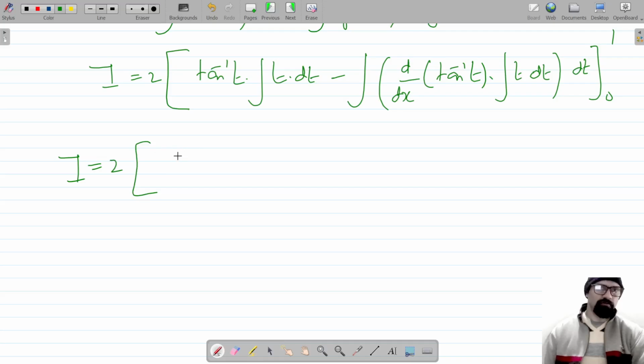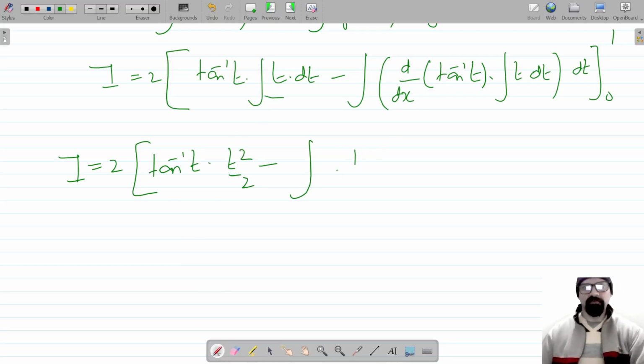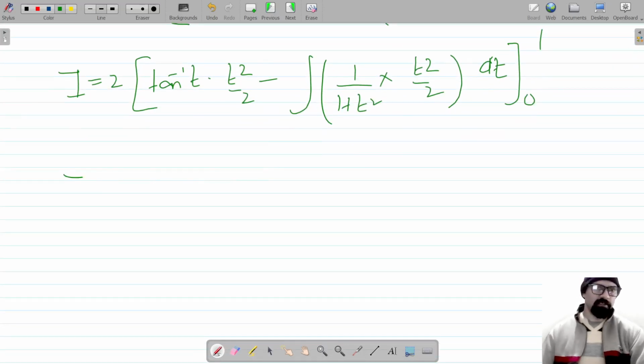ये हो जाएगा 2, ये tan इनवर्स t लिखेंगे एज इट इज। तो tan इनवर्स t को लिखेंगे एज इट इज। t की इंटीग्रेशन हो जाएगी t स्क्वायर बाय 2। tan इनवर्स t की डिफरेंशिएशन होती है 1 प्लस t स्क्वायर। t की इंटीग्रेशन हो जाएगी t स्क्वायर बाय 2 और इस पूरे की दोबारा से चलेंगे इंटीग्रेशन और ये है लिमिट 0 to 1। फाइनली इसको हम लिखेंगे 2.